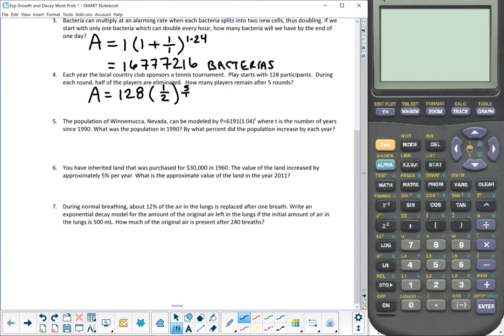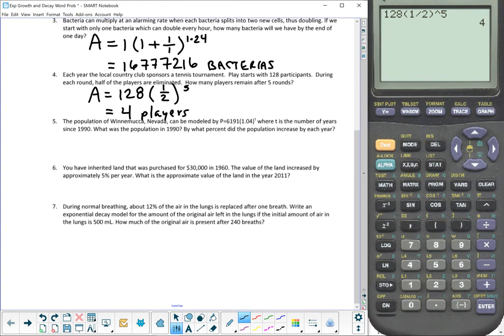So after every round, the total time is going to be 5 rounds, and n, the number of times it happens, is once after every round, so n is going to be 1. Essentially you can just write down to the 5th power. In your calculator, you can type in 128 parentheses 1/2, or 0.5 is fine, to the power of 5, and that gets you down to 4 players after 5 rounds.